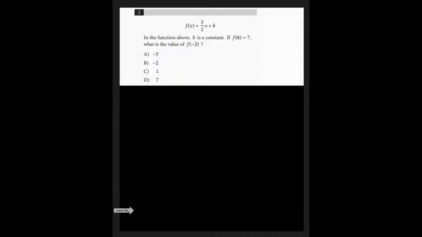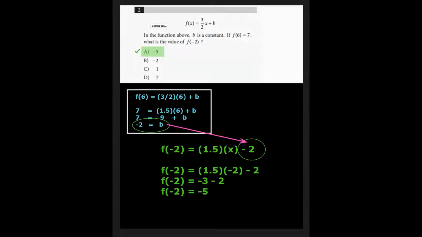For question number 2, we're given a function f of x equals 3 halves x plus b. In the function above, b is a constant. If f of 6 equals 7, what's the value of f of -2? Well, for this question, we first plug in 6 into the equation, and we get 3 halves times 6, which is 9, plus b would give an output of 7. Subtracting 9 from both sides, we get that the b value is -2.